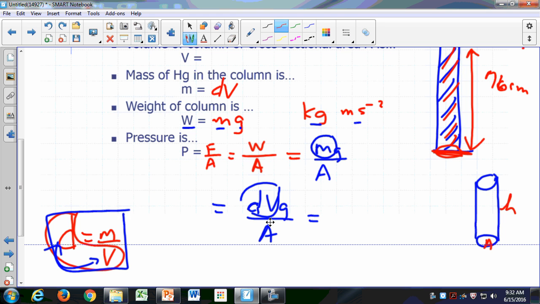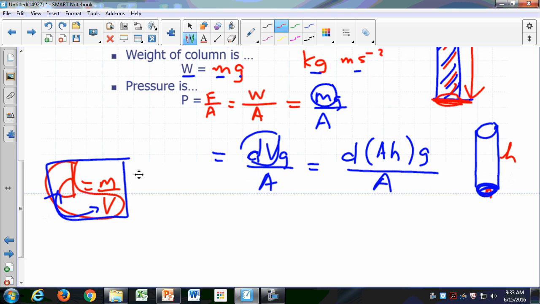Volume of the cylinder is equal to the cross-sectional area multiplied by h. So instead of volume here, I can write cross-sectional area times h, and then G is over here, and then I have A down here. Okay? So now A cancels out. I have a formula for a pressure due to a column of liquid. It's just equal to density times the height of the liquid times acceleration due to gravity.